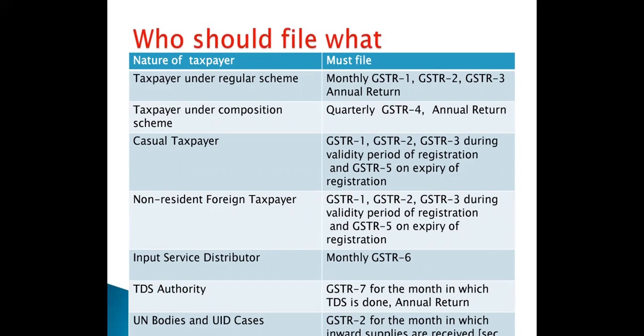Then similarly, input service distributors should file the monthly GSTR 6. TDS authorities should file GSTR 7 for the month in which TDS is done, and the annual return. Then UN bodies and UID cases, right? They should follow GSTR 2 for the month in which inward supplies are received.